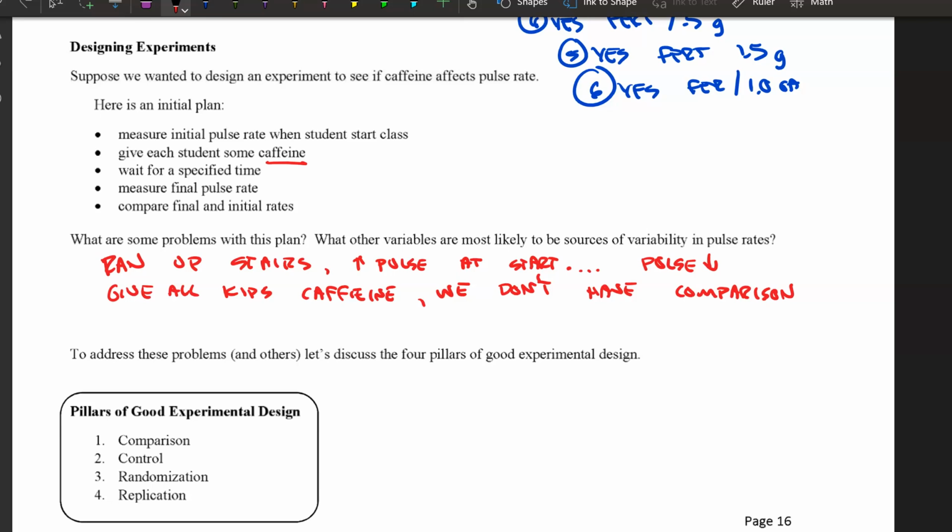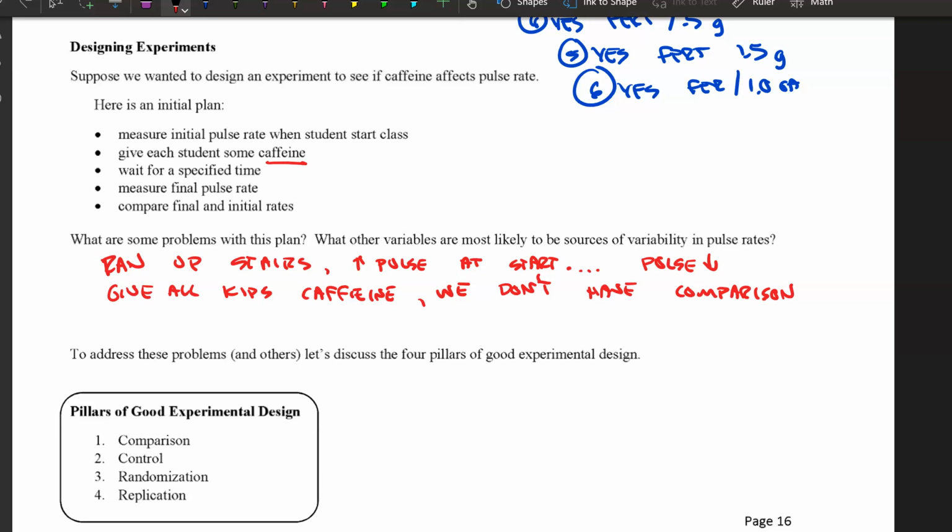You give everybody caffeine, and if they all go up, how are we going to know if they went up because of the caffeine or because of something else that happened between the start of class and later on in class? I mean, who knows what could happen? Maybe there was an announcement. Maybe something exciting happened during the lecture, and that was the cause of it going up. So we don't have multiple treatments that we're comparing to each other. Yeah, there's a lot of different things.